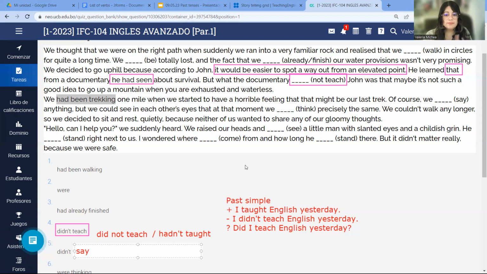Questions up to this point? Valeria. Yeah, I put "didn't say" in the quiz, and it was wrong. Yes, it's wrong because of my mistake. I forgot to write the verb "say," so I'm going to correct it right after the class. But if you wrote "didn't say," it's correct. Thank you. Okay, any other question or comment?